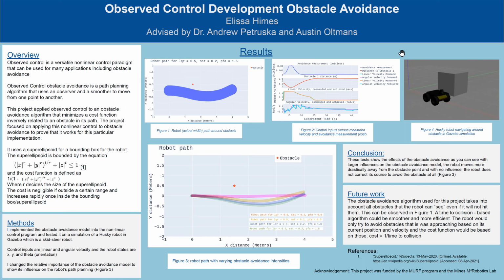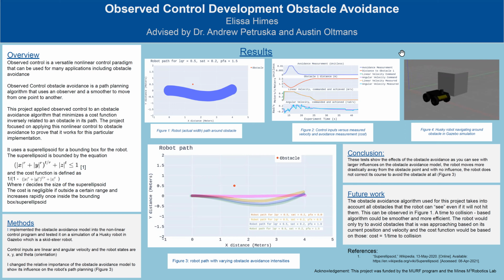For the obstacle avoidance algorithm, the observer system employs a cost function that is inversely related to the distance the robot is from an obstacle. This cost is based on the superellipsoid equation, which is used as a bounding box for the robot, and the cost increases once the obstacle moves inside or closer to the superellipsoid. The control system attempts to minimize the cost function by maximizing the distance from the obstacle while employing the observer and smoother to reach its destination.